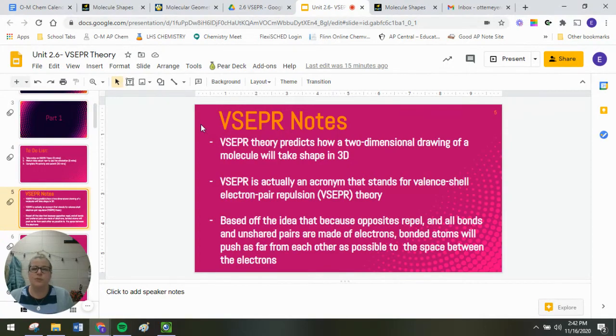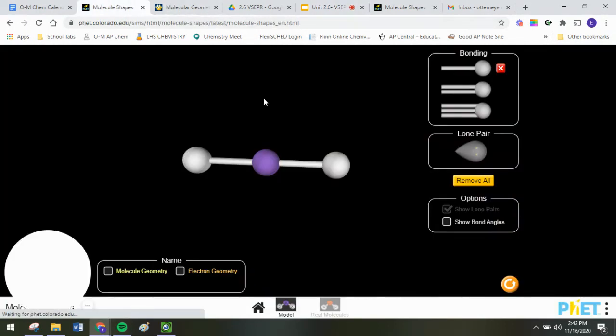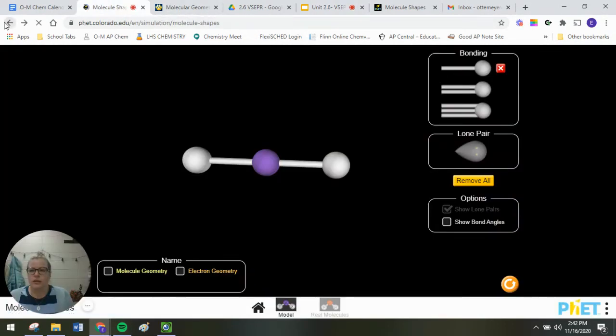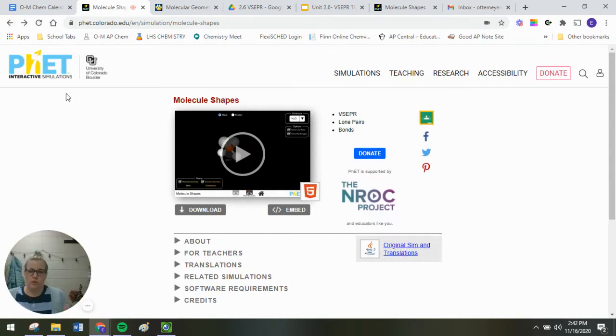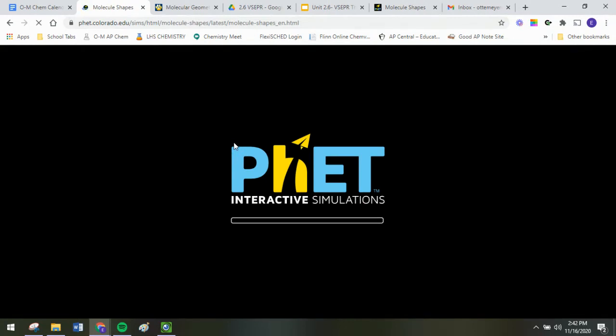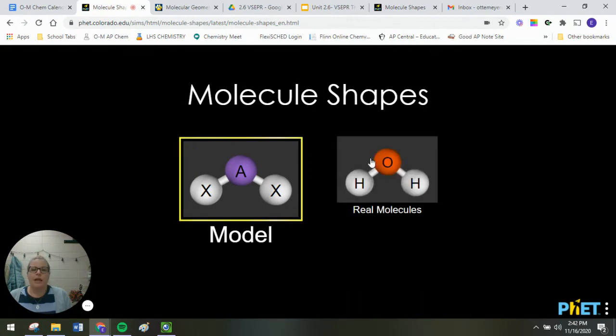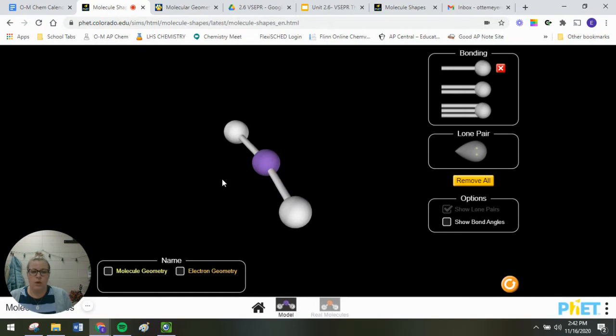And so because of that, we're going to play around with that in this PhET simulation. When you get to the point where you're going to click on the PhET simulation, you are going to open it up and it's going to look like this. You are going to see the PhET simulation opening here, and then you want to click play. It's going to take its time opening up, and you're going to get two different options. You want to open it up to just the model one and not the real molecules. And then you want to click remove all.